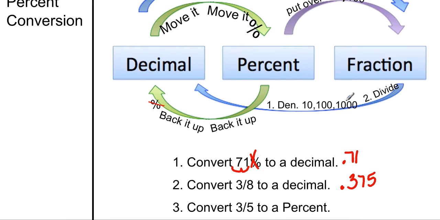Same thing, now I'm starting at a fraction, and I've got to go to a percent. So I'm going to go from a fraction to a decimal, and then a decimal to a percent. So fraction to decimal, I would divide, and that would give me 6/10, and then I would move it. So my answer would be 60%.